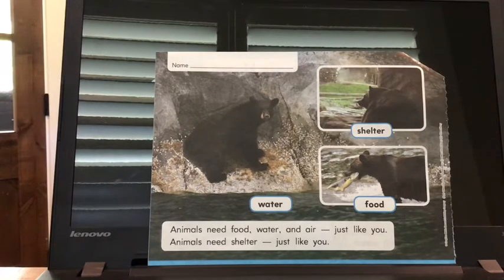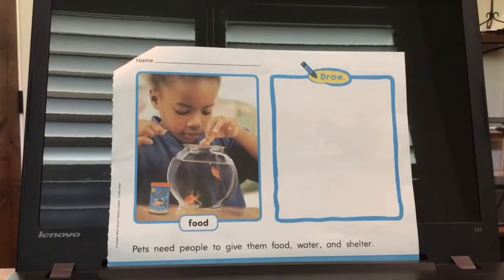This is what they want you to do on this page. They want you to circle the bear that is getting food. Which picture shows the bear is getting food? Yes, the one at the bottom. Circle the picture at the bottom, the one with the fish in his mouth. He's eating fish. Now draw an X on the shelter that the bear needs. The one at the top, the bear lives in a cave. Circle that picture. Now look at the next page.